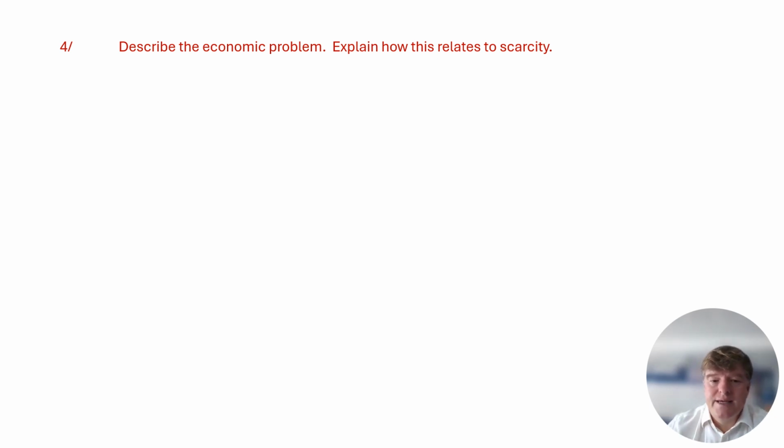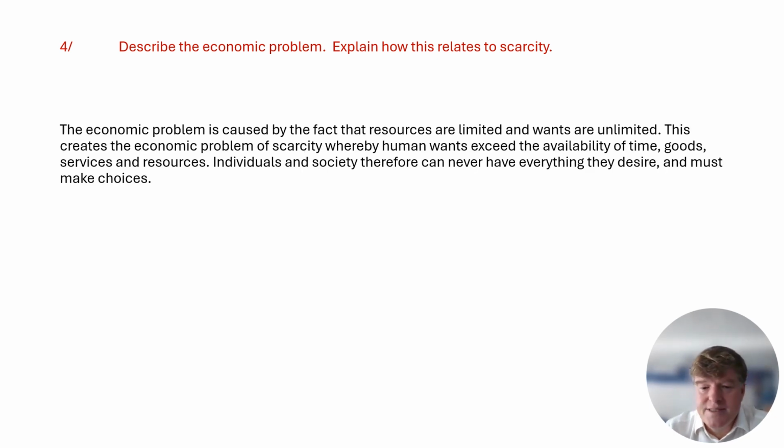Describe the economic problem. Explain how this relates to scarcity. So as we've probably seen many times, the economic problem is all around the fact that resources are limited, wants are unlimited. And scarcity is the idea that human wants exceed the available time, goods, services, and resources. So we can't ever have the things that we always desire. So we have to make choices.